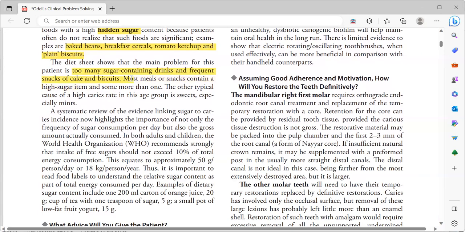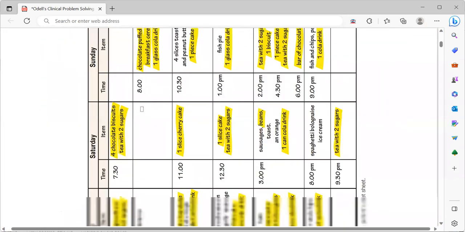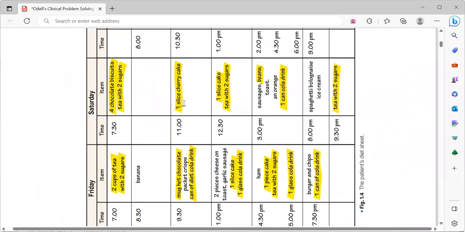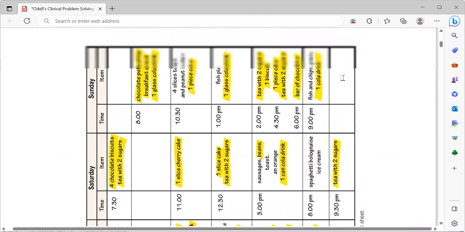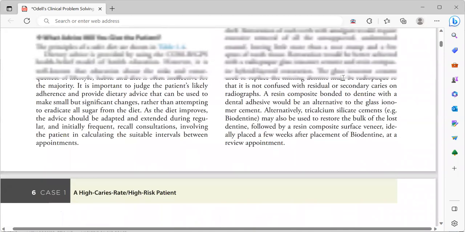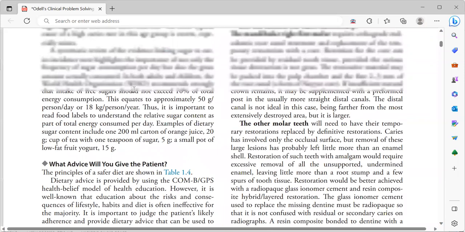Okay, so the diet sheet shows that the main problem of this patient is too many sugar containing drinks and frequency, because here he is taking so many: one slice cherry cake, one slice cake, tea with 2 sugars, beans, checker, orange, one cola drink, tea with 2 sugars. So every now and then he is taking sugar. That is the main reason.